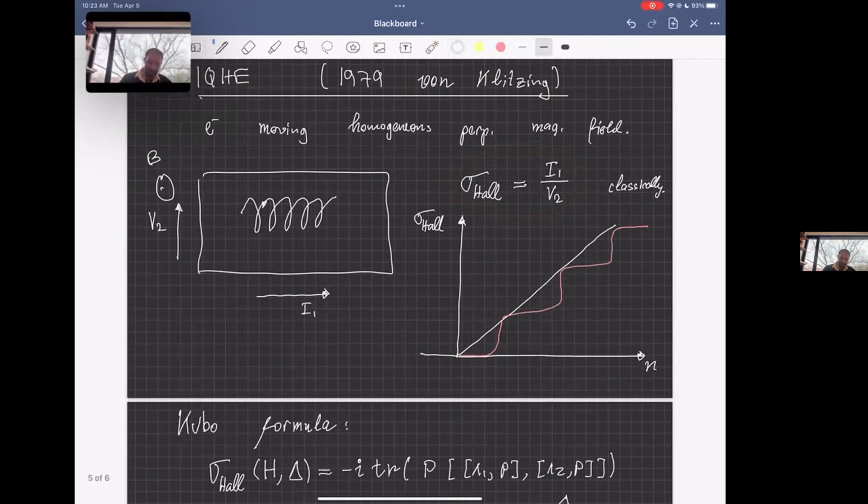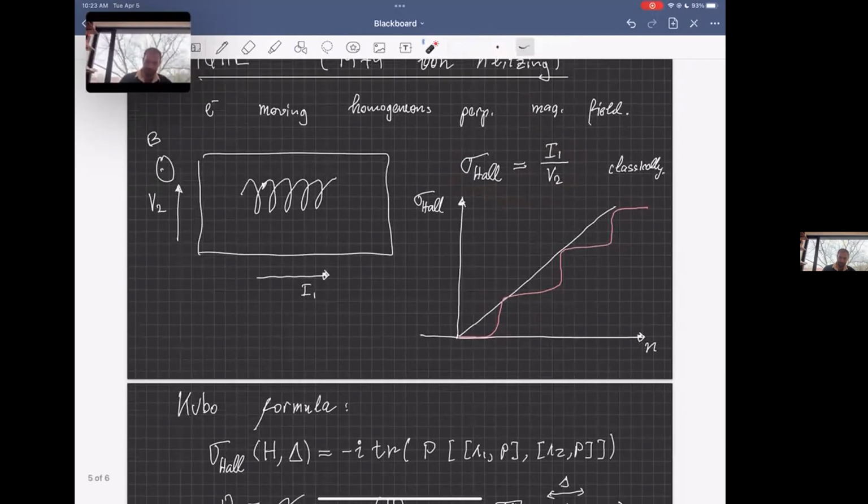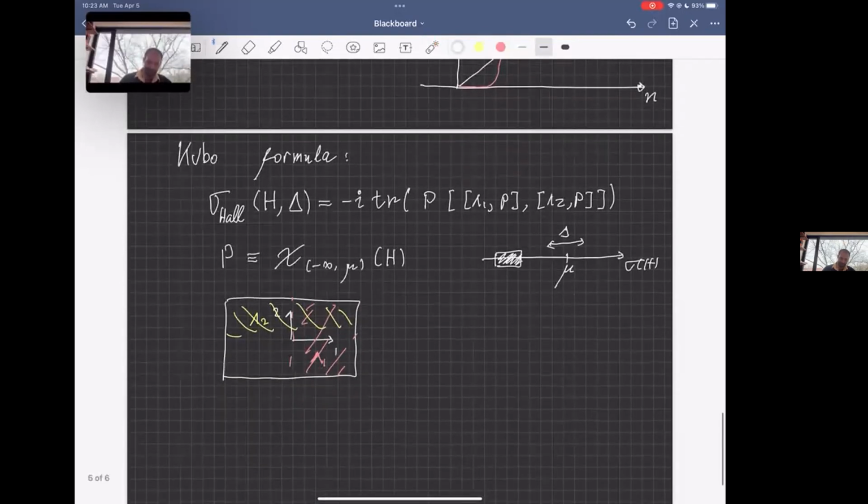And as I write the formula over here, it's still not entirely clear why there should be these plateaus and not a straight line. In order to understand that, one still needed to work a little bit. So there came the work of TKNN, which, if I'm not mistaken, was in '82, and then of Avron, Seiler, and Simon, which I think was either in '82 or '83. Perhaps I can be corrected about this.